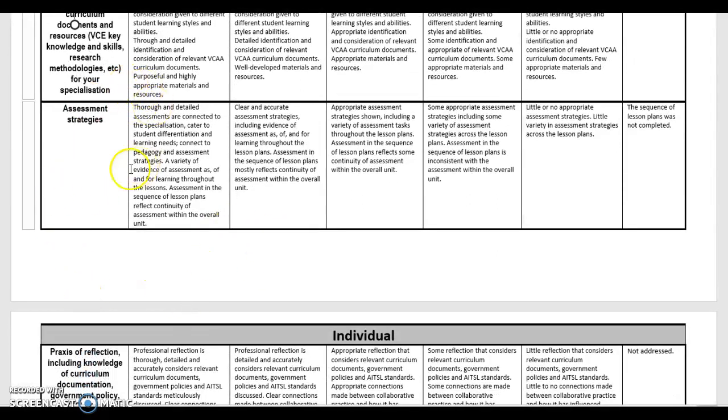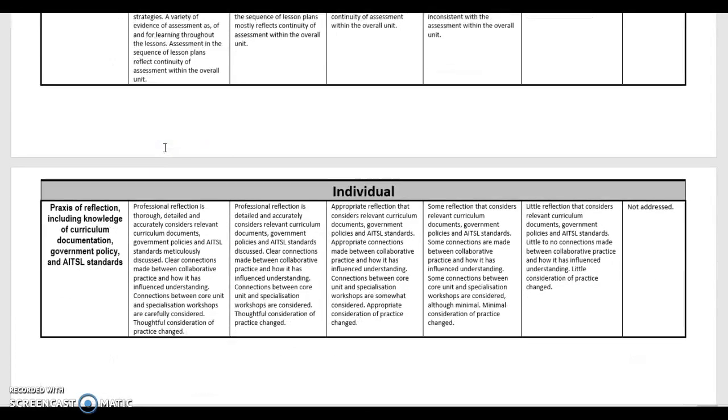Assessment strategies. So you've thought about formative assessment, summative assessment. You've got a range of assessment as, for and of within your lessons and your unit plan. And you have catered to differentiation and learning needs.